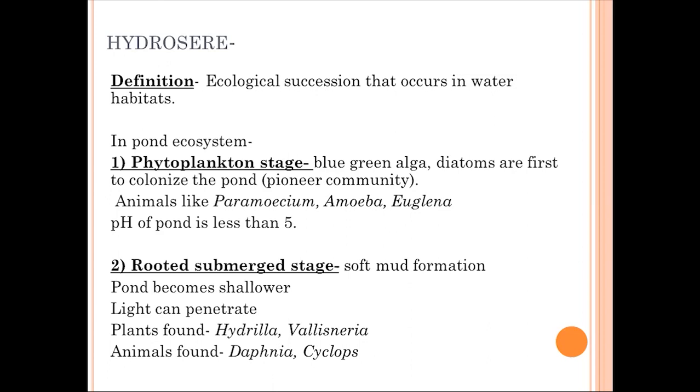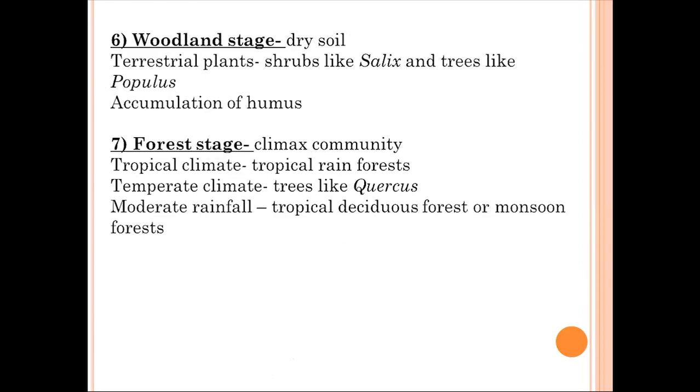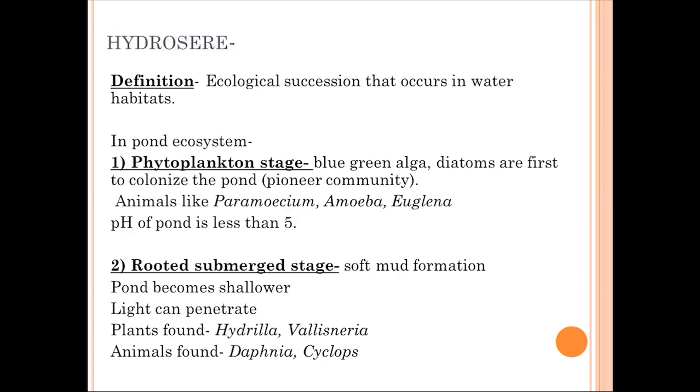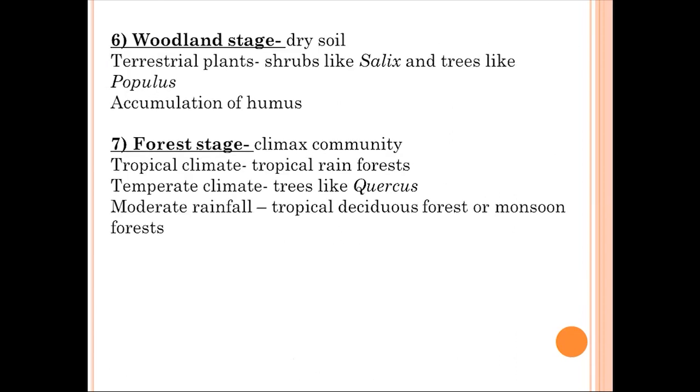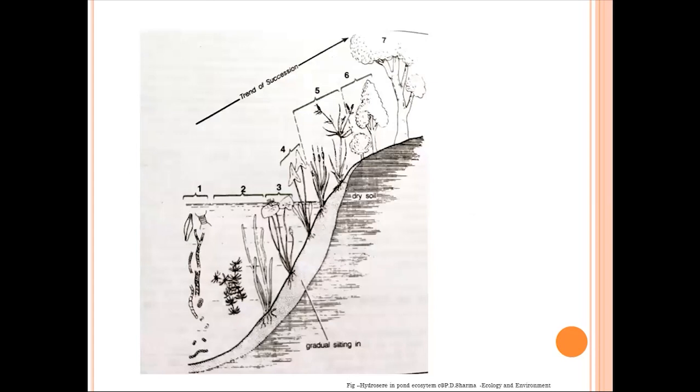Now, stage one is known as the pioneer community stage. Then in stage seven, the forest, it is the climax community. And stages 2 to 6 are known as seral stages. Previously we have discussed what a sere is. So 2 to 6 are the seral stages. Then yes, this is the succession which has occurred in the pond.